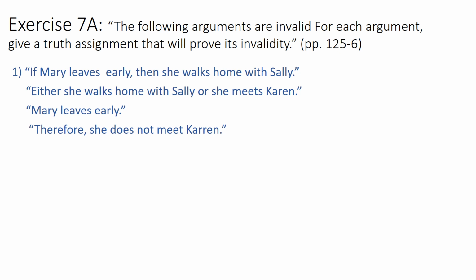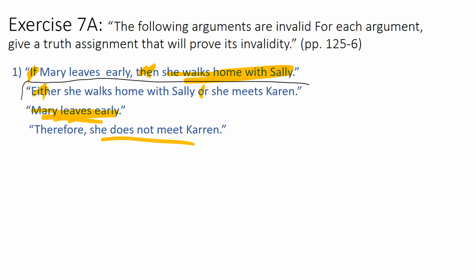So here's an argument. If Mary leaves early, then she walks home with Sally. Either she walks home with Sally or she meets Karen. Mary leaves early, therefore she does not meet Karen. Is this argument valid or invalid? Well, we're told that Mary does leave early, so it is the case that she walks home with Sally. So everything really hinges on the second premise here.